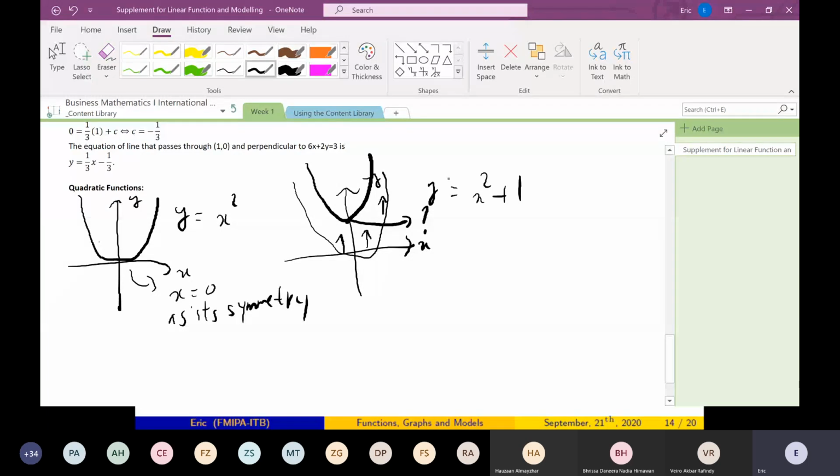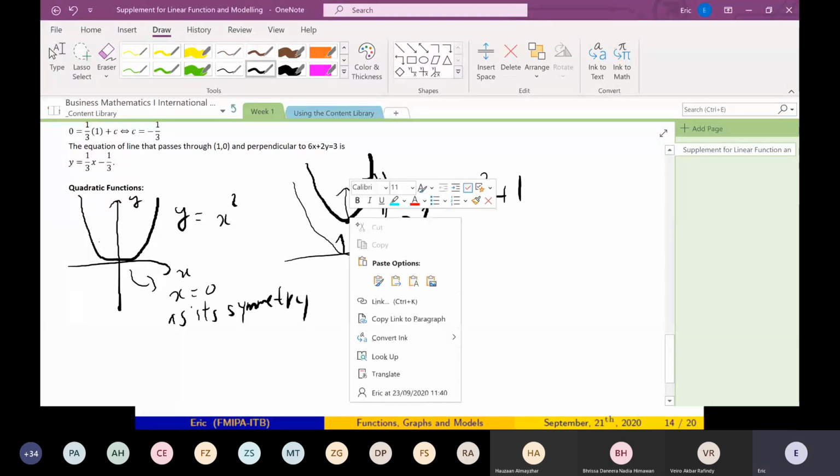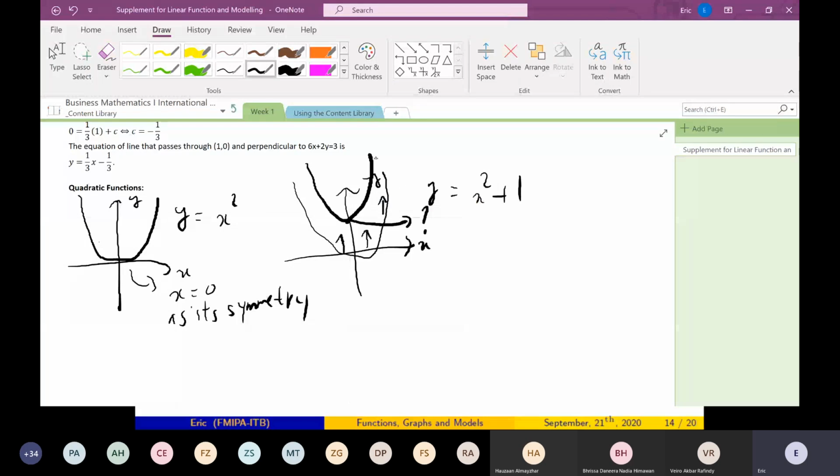If I want to have y equals x squared plus 1, all of this point is raised by 1 point. So what do you get? 1. What is the y-intercept? This one? 1. Very good. It is given by 1. Okay, yeah?